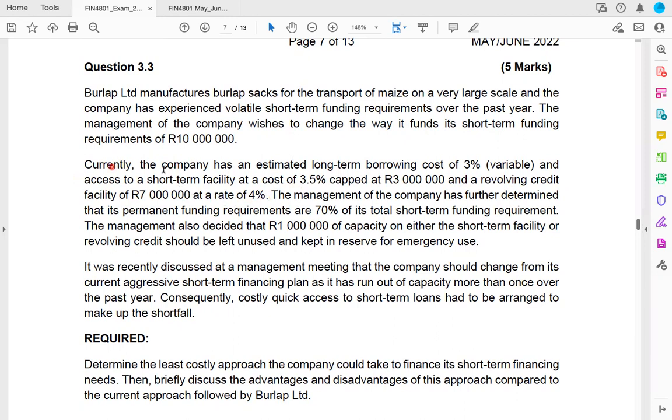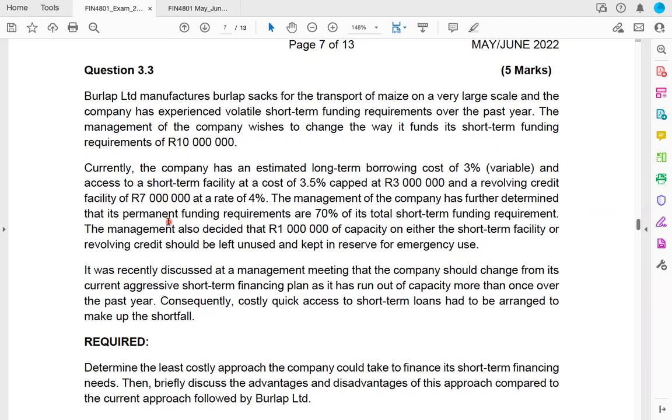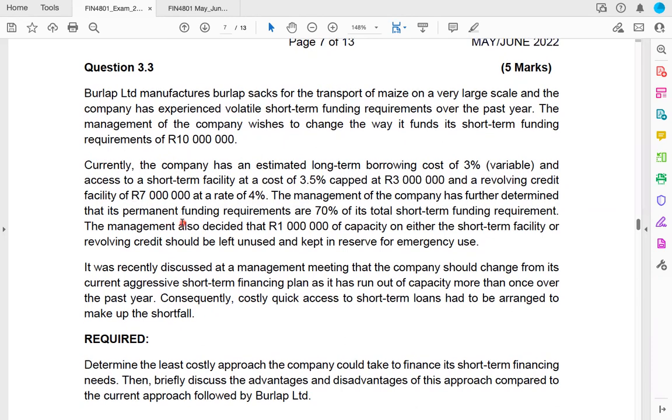You might remember some of these concepts from FIN4702 if you studied with UNISA, or if you did any short-term working capital management course if you studied with a different university. They do cover these concepts in the undergraduate curriculums for financial management, even funding requirements, permanent and seasonal. But the way it's covered in the honors module is slightly different. I'll try to take you through this question. It's only a 5-mark question, so it shouldn't take us too much time.